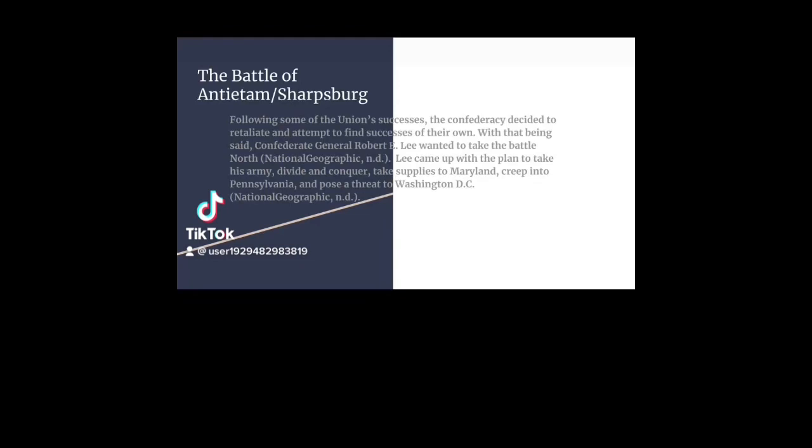The Battle of Antietam-Sharpsburg. Following some of the Union's successes, the Confederacy decided to retaliate and attempt to find successes of their own. With that being said, Confederate General Robert E. Lee wanted to take the battle north. Lee came up with a plan to take his army, divide and conquer, take supplies to Maryland, creep into Pennsylvania, and pose a threat to Washington, D.C.